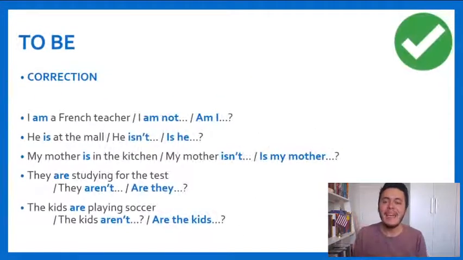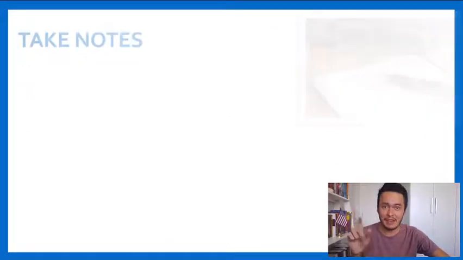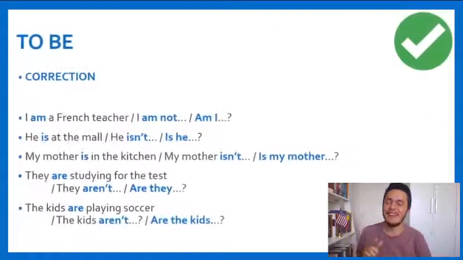So, I am a French teacher. Negative, I am not a French teacher. And interrogative, am I a French teacher? Now, it's possible to make interrogative with am I, but remember that you are asking yourself, okay? Like you hit your head and you have amnesia and you forgot if you were a French teacher or not. Let's go back to correction.